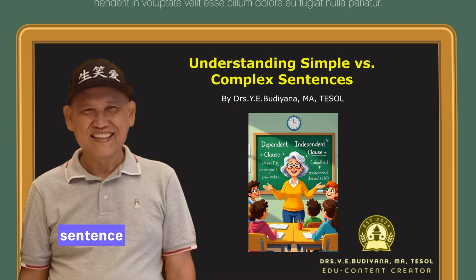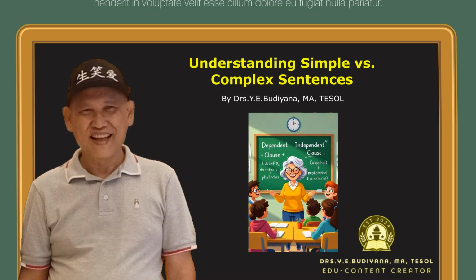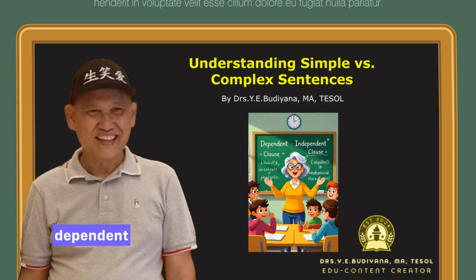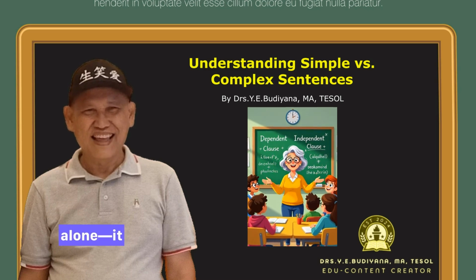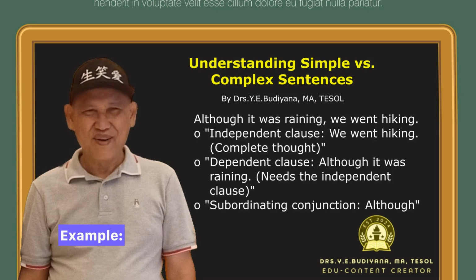A complex sentence has one independent clause, just like a simple sentence, but it also includes at least one dependent clause. A dependent clause has a subject and verb but can't stand alone. It needs the independent clause to make sense. Example: although it was raining, we went hiking. Independent clause: we went hiking. Complete thought. Dependent clause: although it was raining, needs the independent clause.